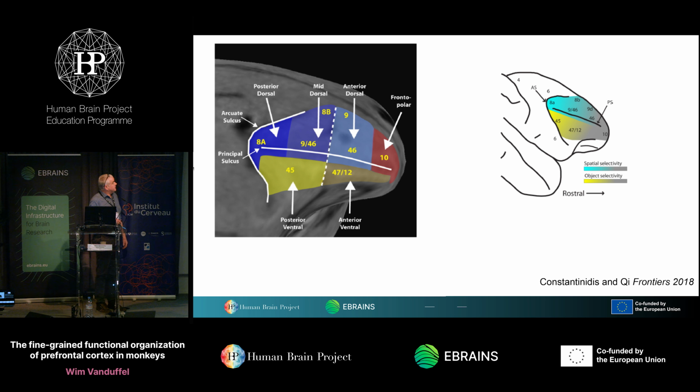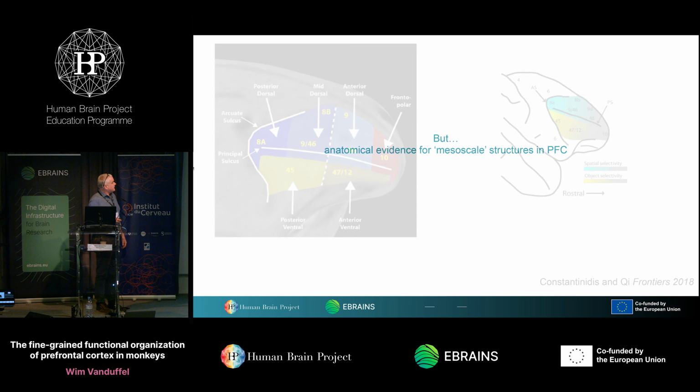On top of that, exactly as Henry was talking about in visual cortex, people have been describing these gradients, like spatial selectivity gradients from the back of dorsolateral prefrontal cortex, fading towards the frontal pole. The same thing for object selectivity, the gradient more ventrally in dorsolateral prefrontal cortex.